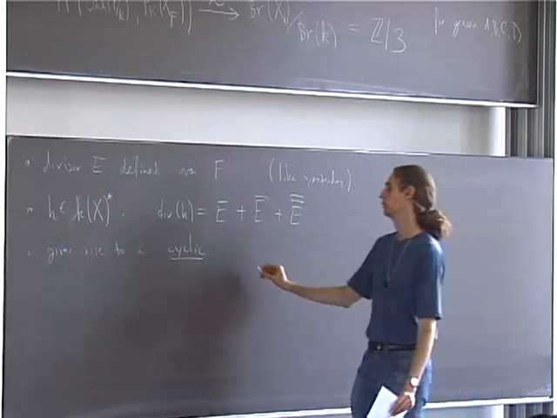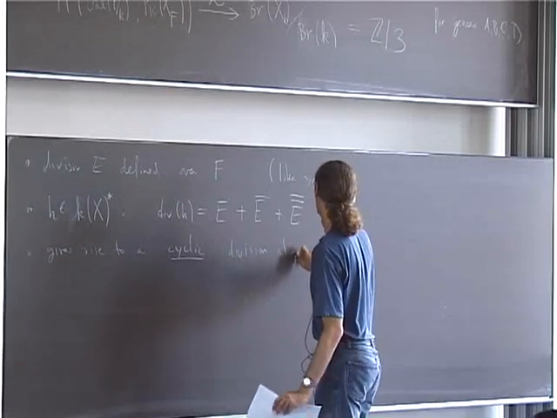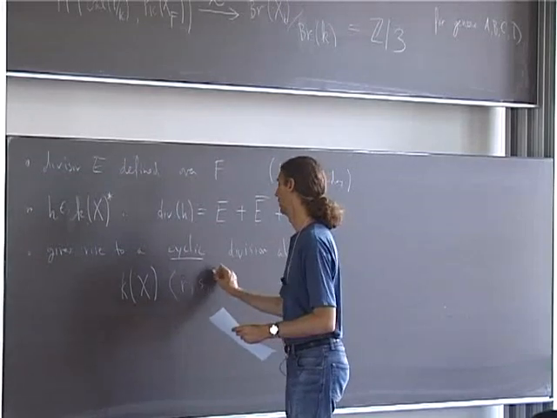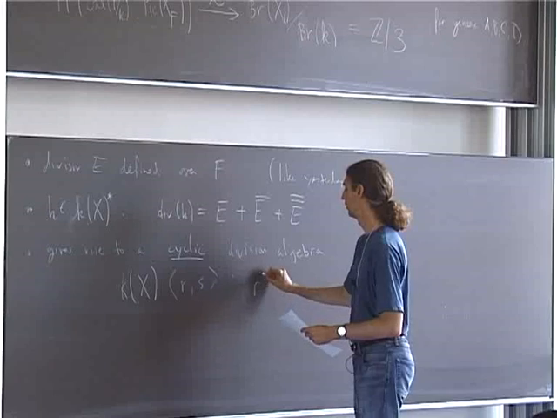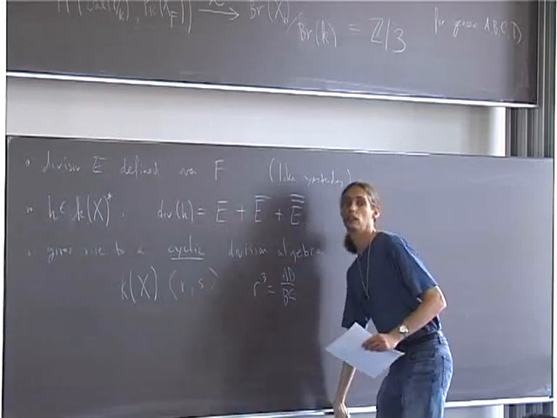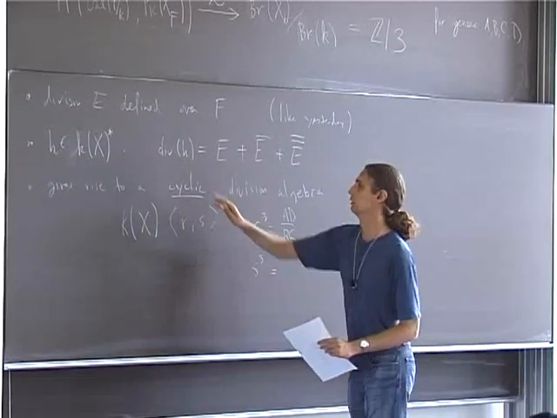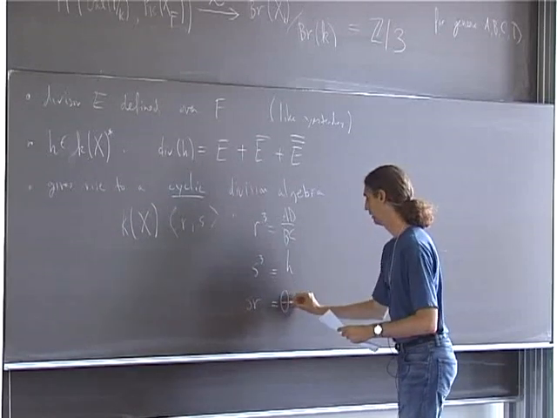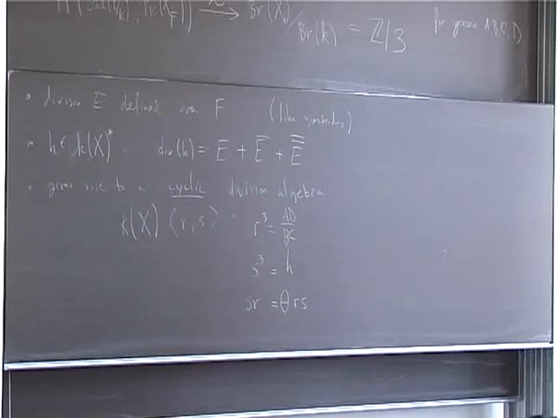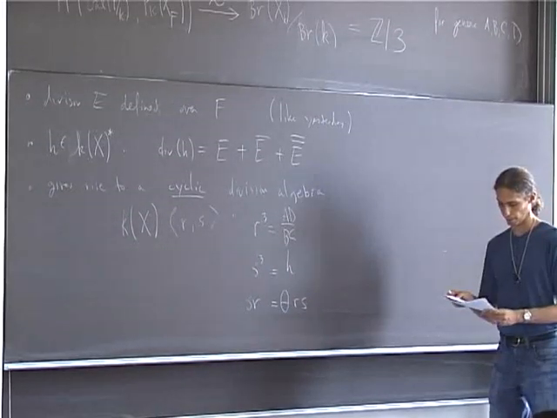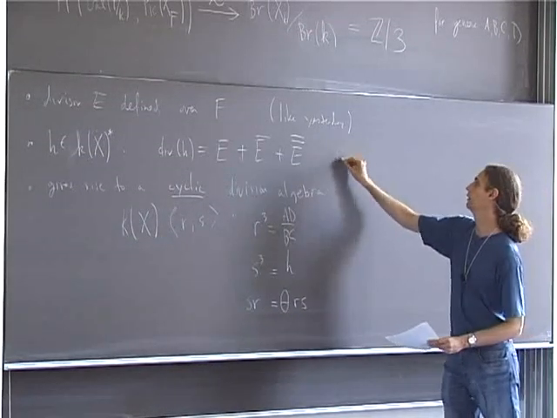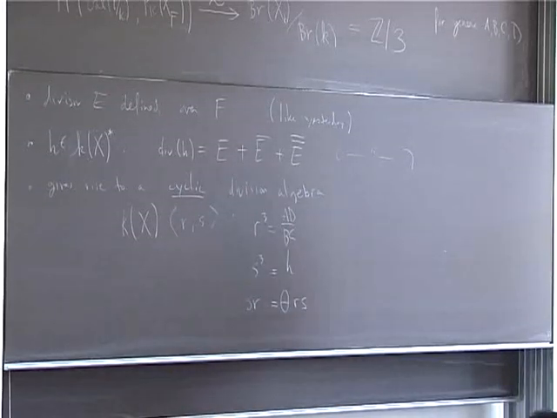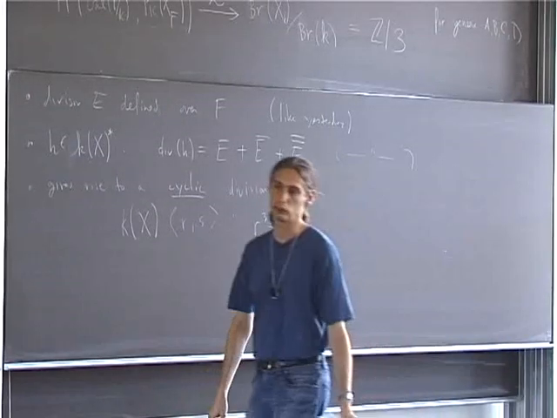a cyclic division algebra. So you take the function field and adjoin two non-commuting variables with the relations R cubed is AD over BC, S cubed is this rational function H, and S moves past the R at the expense of a cube root of 1. Okay, so this is also like yesterday. Yesterday we had quaternion algebras, and now we have cyclic division algebras for an extension of degree 3.